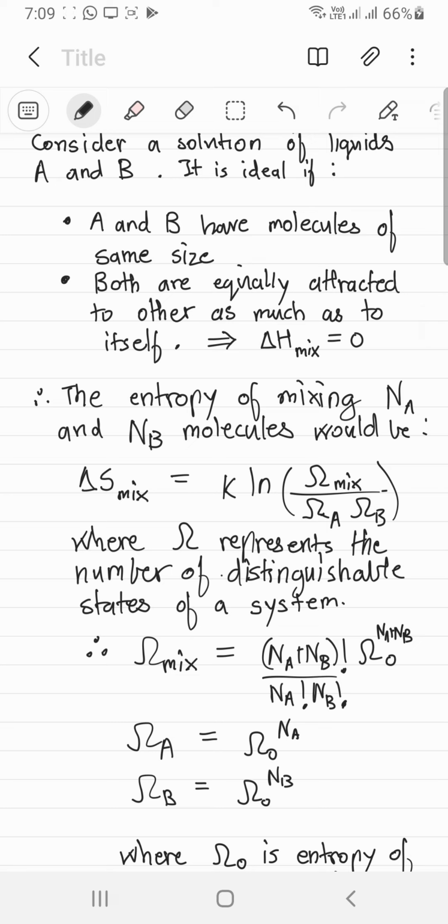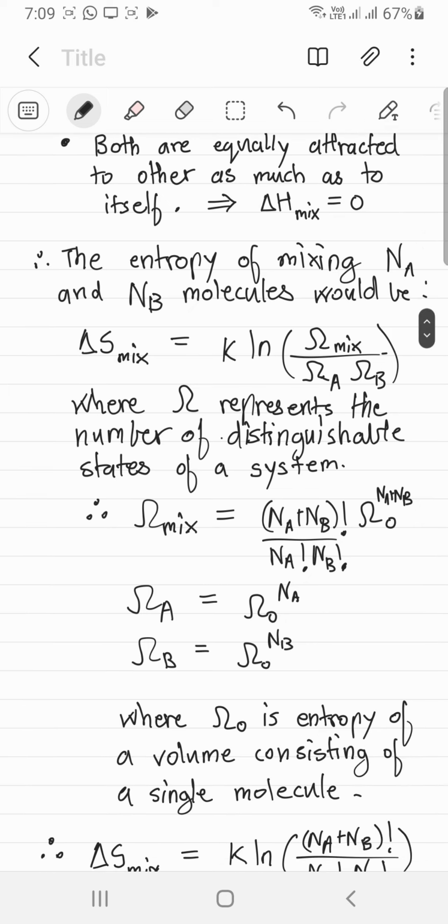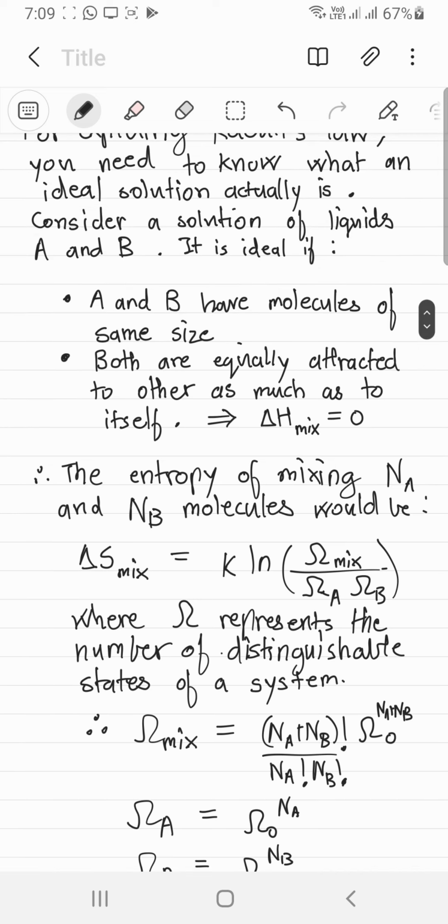And because they are of the same size, you can say that the number density, or the space that one molecule takes, maybe that would be a better term to say, that thing is constant. And yeah, okay. And then we find out the entropy of mixing of Na and Nb molecules, not moles. For moles I will use small n. So what would be the entropy of mixing? We already know that the enthalpy of mixing is 0. What about the entropy?